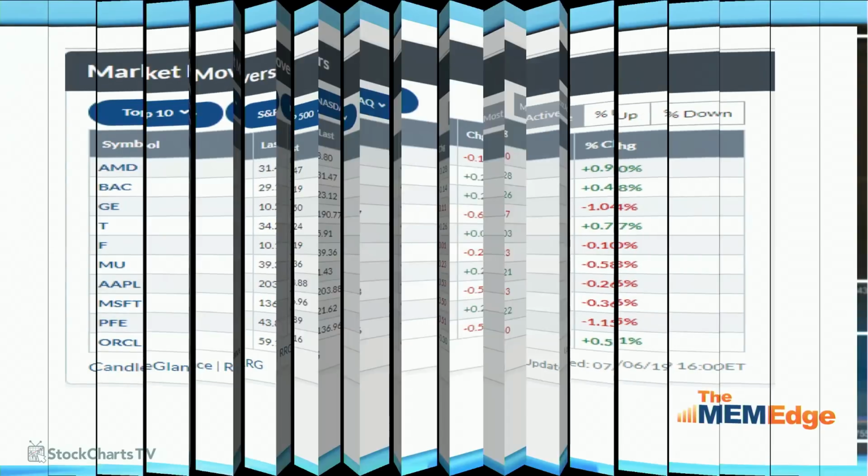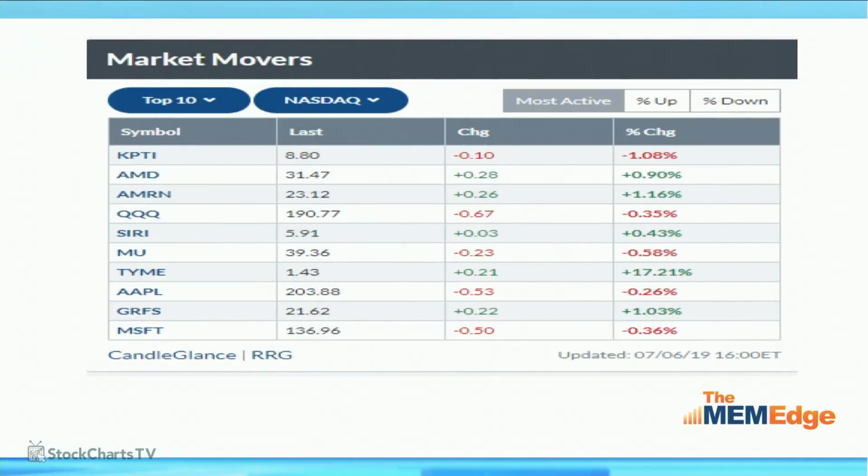Let's take a look at the other market movers. This is with the NASDAQ. Same idea, those areas that were the most active. Again, AMD is showing up on both screens. AMRN is a biotech stock.